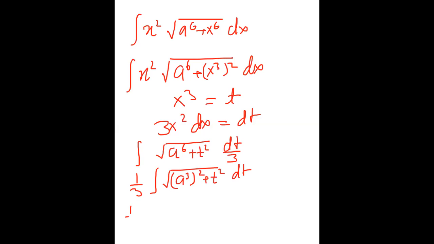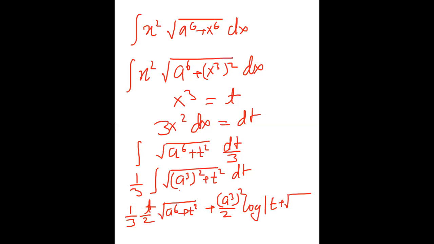So it will be 1 by 3 into x by 2, that is t by 2, under root a to power 6 plus t square, plus a square by 2, meaning a cube to whole square by 2, log mod x, x means t, plus under root a square plus x square, meaning a to power 6 plus t square, plus c. Now we need to put the value of t. Then only the answer will come.